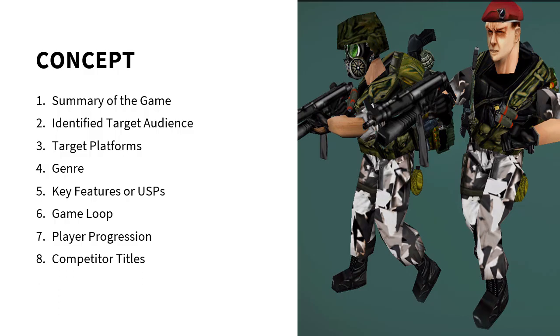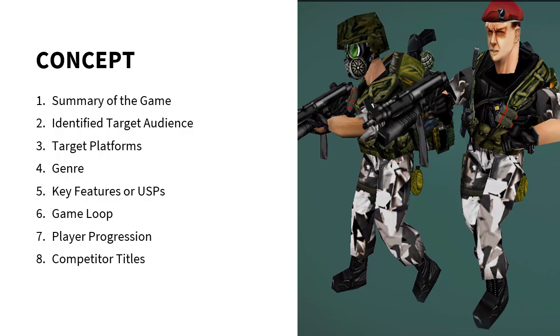And finally, competitor titles is very useful here. So what kind of comparable products have we identified? This can be helpful for ensuring that we understand what features and scope are important and can start planning those early.